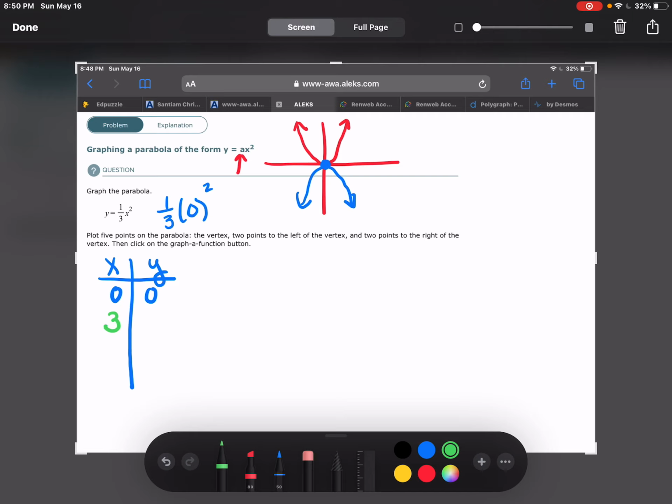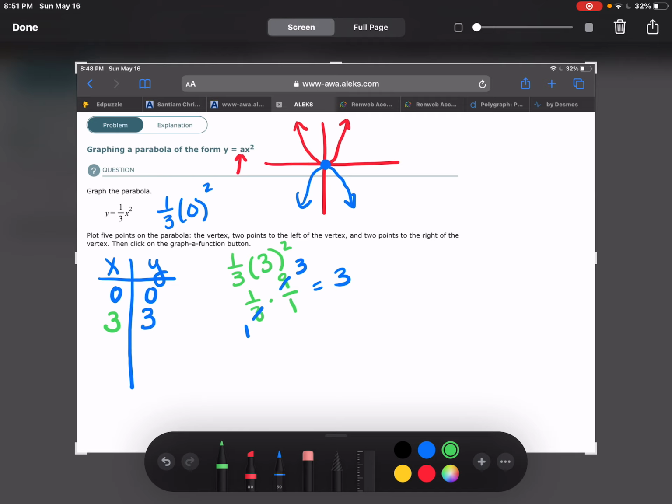Let's see, 3 squared would look like this. 1/3 times 3 squared, or 1/3 times 9 over 1. And so I can cancel. 3 goes into 3 one time, and 3 goes into 9 3 times. So that leaves 1 times 3 on the top, 1 times 1 on the bottom, which is just 3. So if I plug in a 3, I will get 3. Let's see, what else?